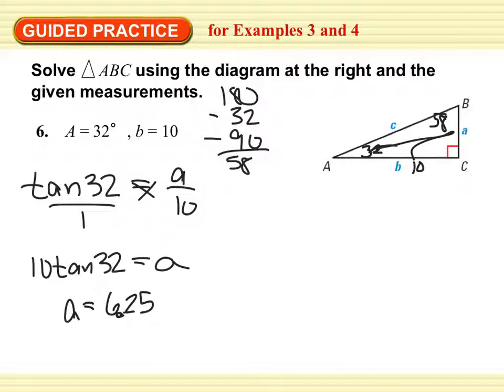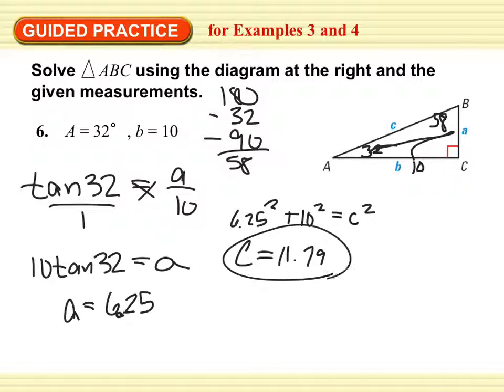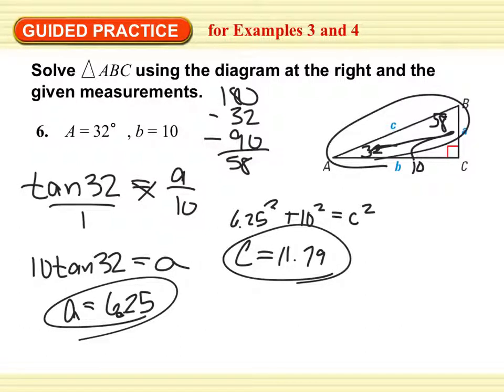Now we can use a squared plus b squared equals c squared. 6.25 squared plus 10 squared equals c squared. Take the square root of those two added together, and I get c equals 11.79. I have a, b, c, and both of my angles.